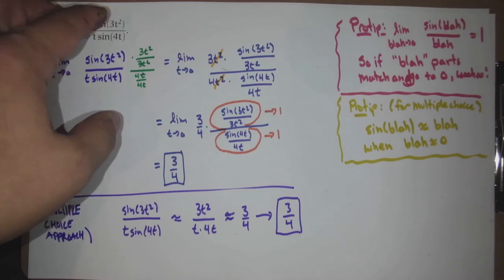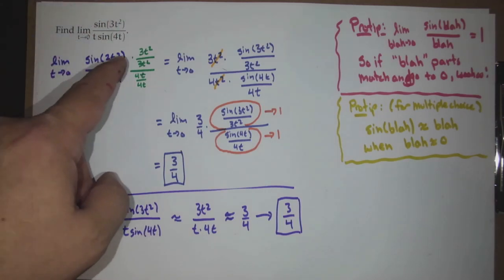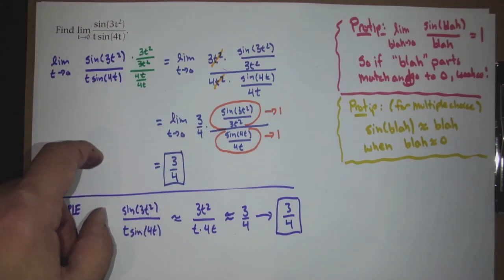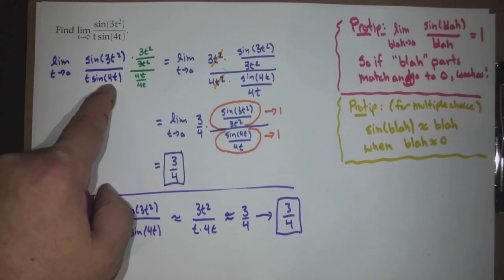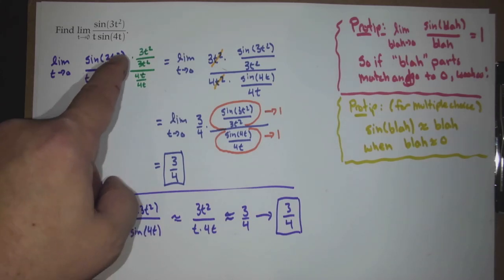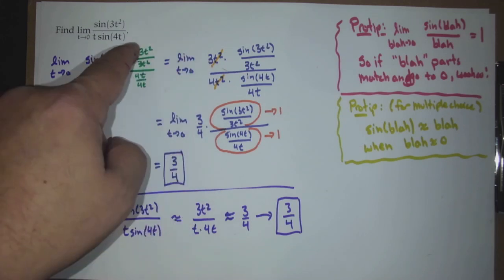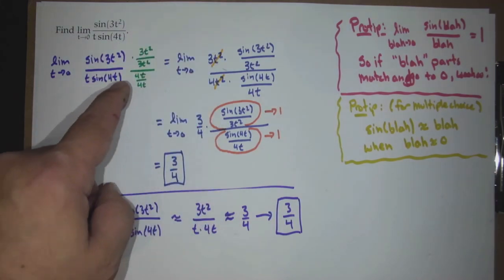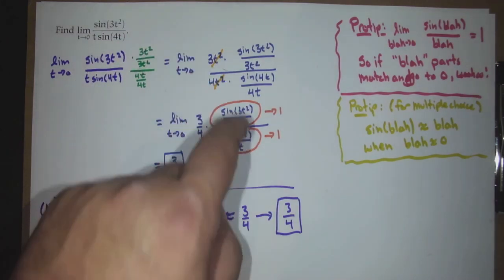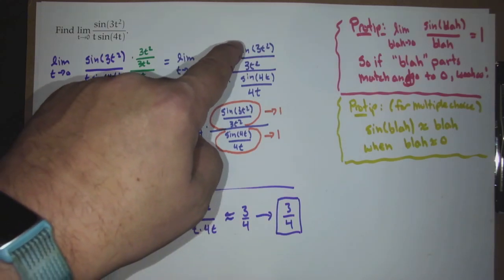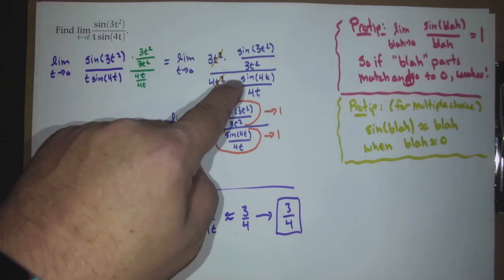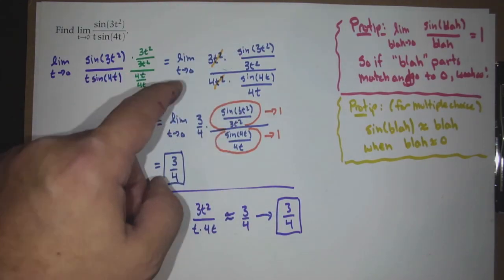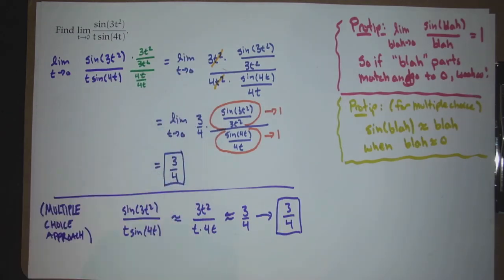By the way, I didn't plug in, but it goes to 0 over 0. So multiply by 3t squared over 3t squared. Same thing, I need to put a 4t underneath that sine of 4t. So I'm going to have a 3t squared, that 1, and I have 4t times t, which gets the 4t squared. Then I have a sine of 3t squared over 3t squared and a sine of 4t over 4t. The t squareds cancel.